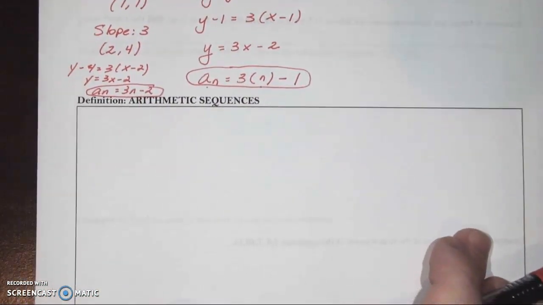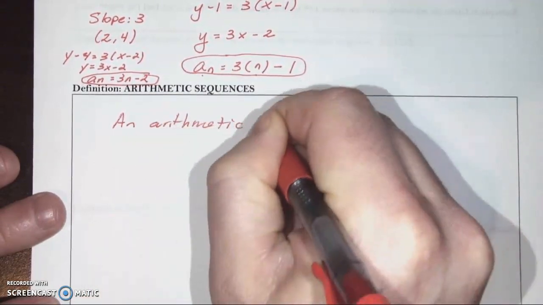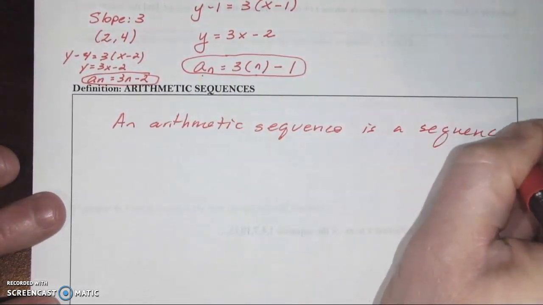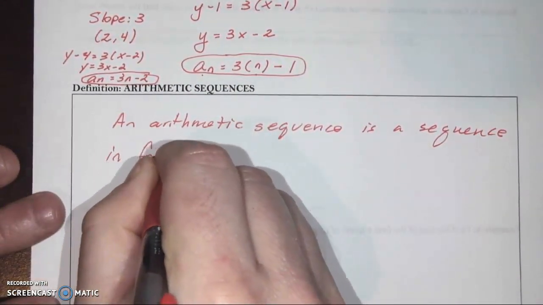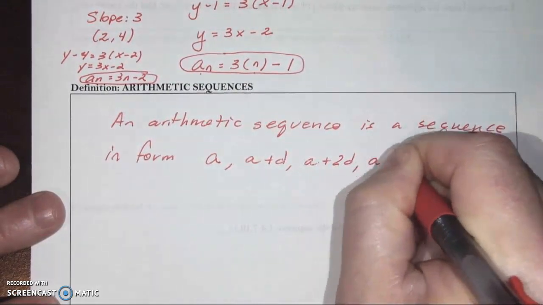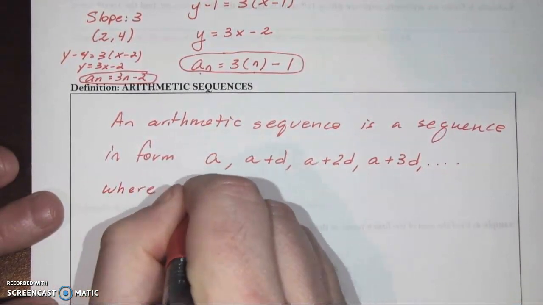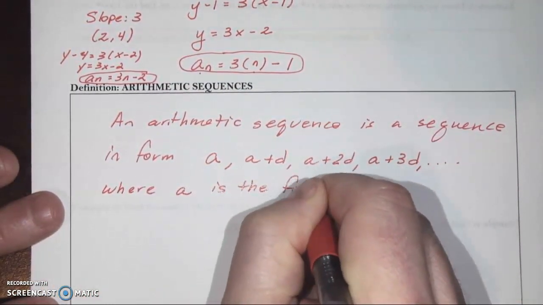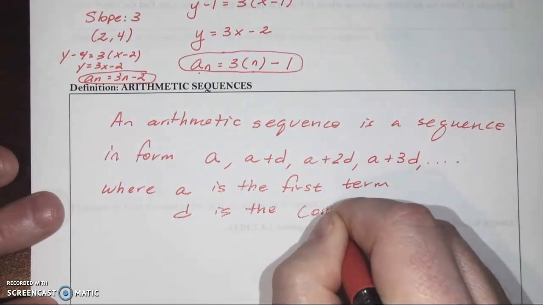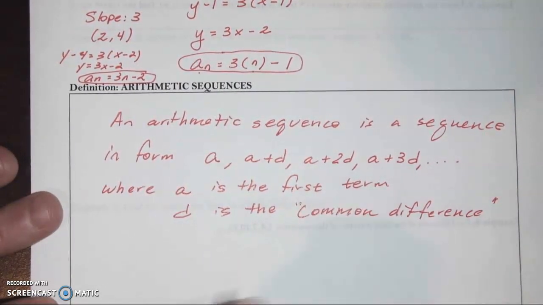All right, math definition of an arithmetic sequence. An arithmetic sequence is a sequence in the form a, a plus d, a plus 2d, a plus 3d, and so on, where a is the first term and d is what we call the common difference.